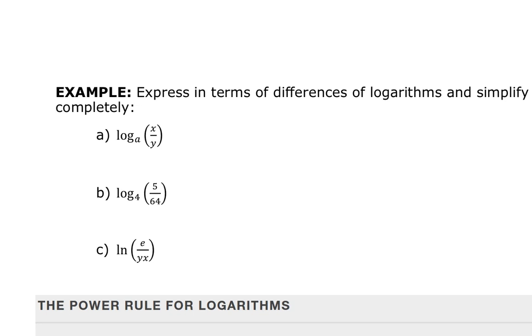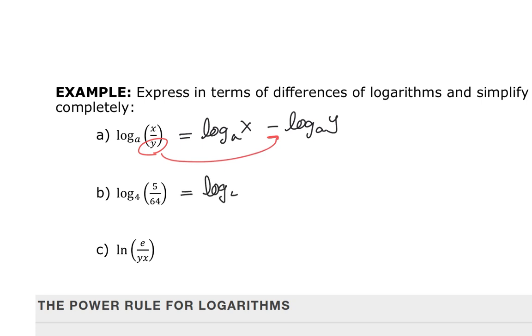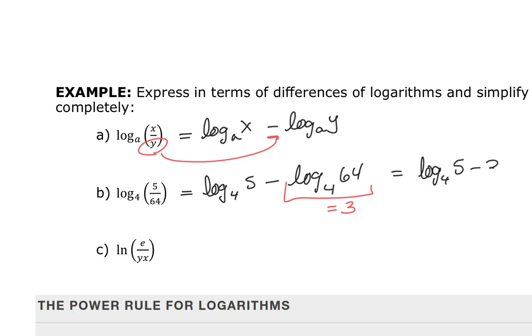Now we're going to expand these out. So this is the log base a of x minus the log base a of y. Whatever is in the denominator becomes a subtraction. So this is the log base 4 of 5 minus the log base 4 of 64. But we know from our previous example this is equal to 3. So this is the log base 4 of 5 minus 3.